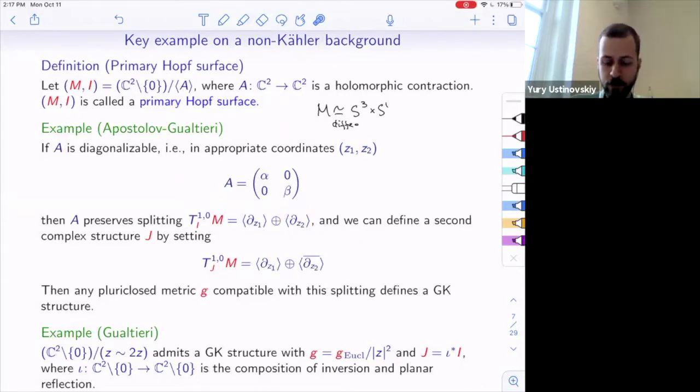So they define a splitting of the tangent bundle on your Hopf surface, which allows you to define a second complex structure by keeping the structure on one component of the splitting and conjugating the complex structure on the second component. It happens to be an integrable complex structure. And if you pick a pluriclosed metric compatible with the splitting, for which the splitting is orthogonal, you will get a genuine generalized Kähler structure on the Hopf surface. And there are a lot of them because there are a lot of pluriclosed metrics.